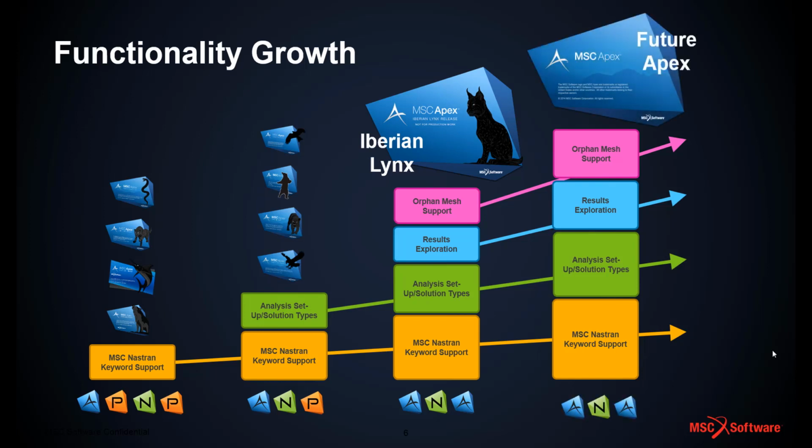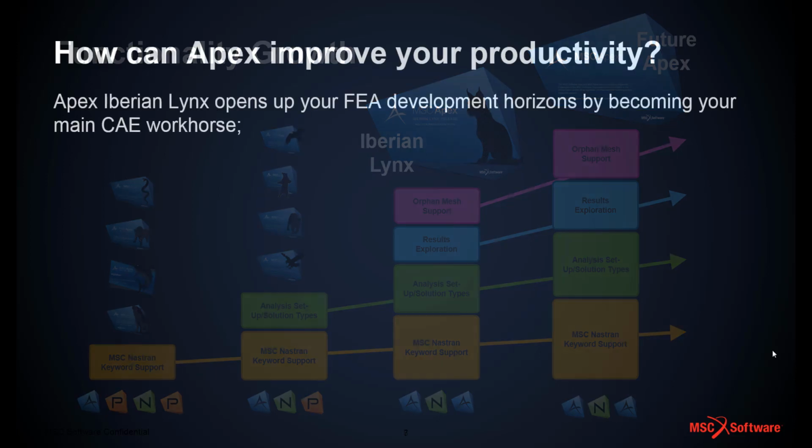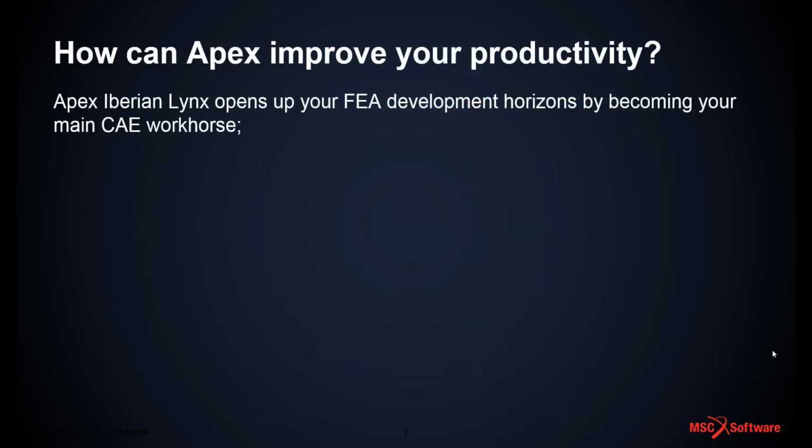And all of this technology is growing as we speak. There's a very large development team that MSC have engaged, and we've got much more keyword support, much more exotic analysis and solution types, more result exploration, and certainly more orphan mesh support as we move forward with Apex from today. So how can Apex improve your productivity? Iberian Lynx opens up your FEA development. It basically allows you to do your full activity now, certainly for linear type solutions, within the Apex environment.